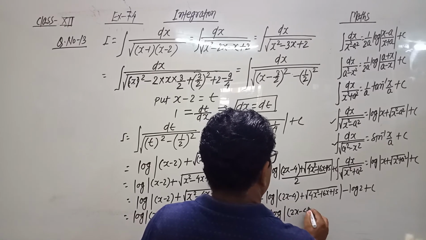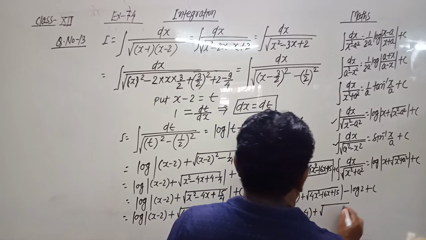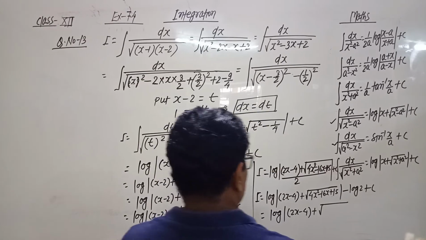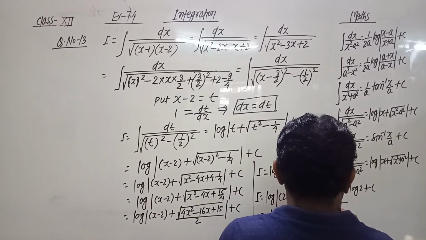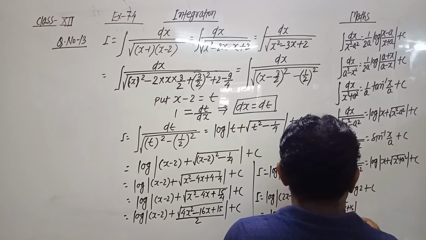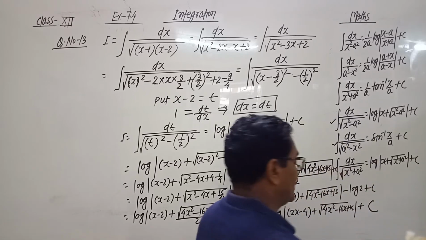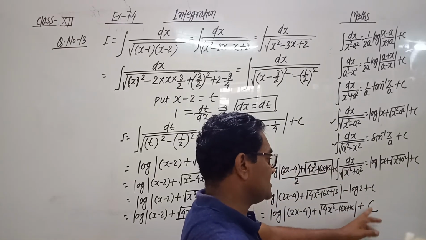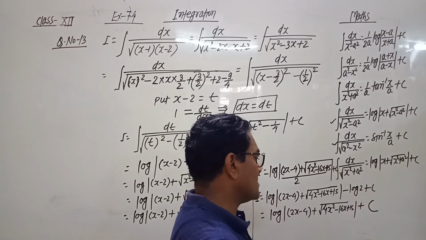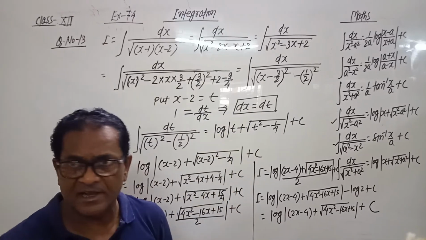So log of 2x minus 4 plus under root of 4x square minus 16x plus 15, and both constants come together and are written as another constant capital C, where C equals small c minus log 2. So this is the result.